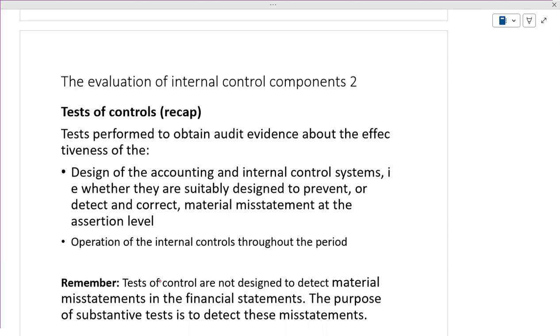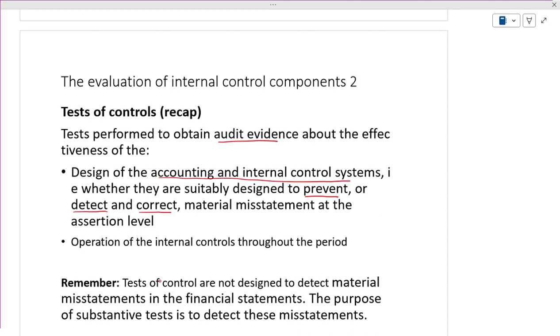Next, what desktop controls are performed. We are just revising it to obtain the audit evidence about the effectiveness. Design of accounting and internal control systems: whether it has been designed to prevent, whether we have made the internal controls to prevent, to detect, and to make corrections. See, you are putting internal controls in place to prevent, detect, and correct material misstatements.